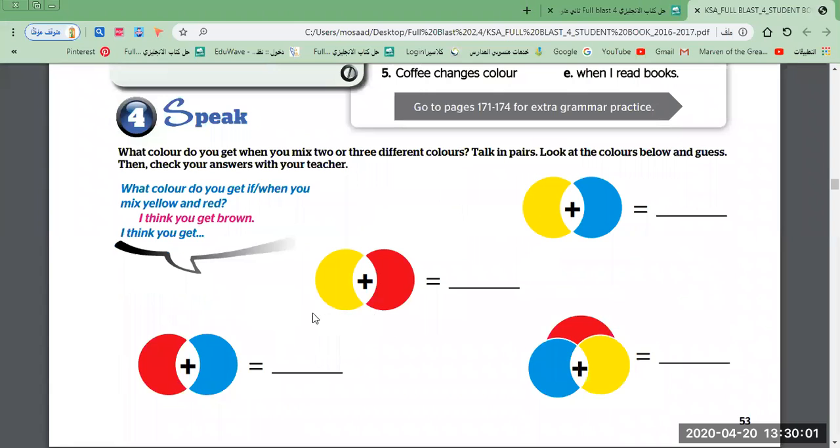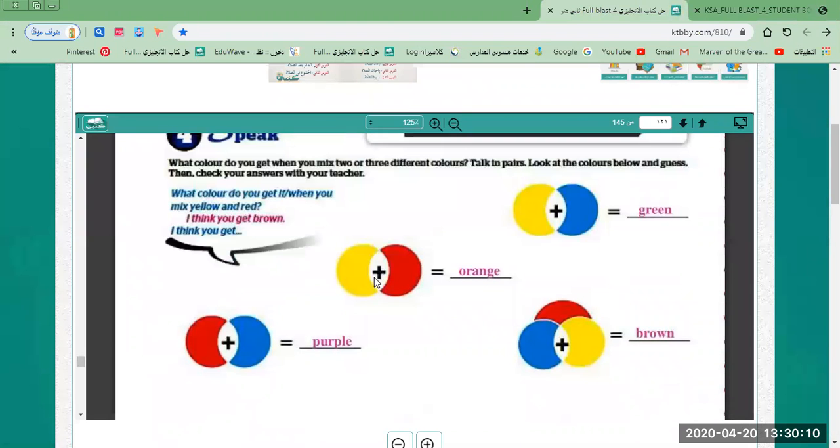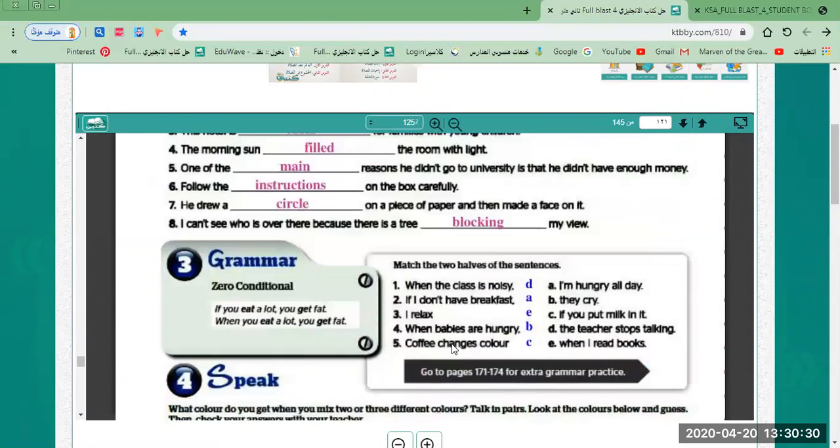For example, here, Mr. Amri, if you add yellow and red, I will get orange. If I add yellow and blue, I get green. If I add red and blue, I get purple. And this means if you add something and it's a fact for this thing to happen, this means it's a fact.